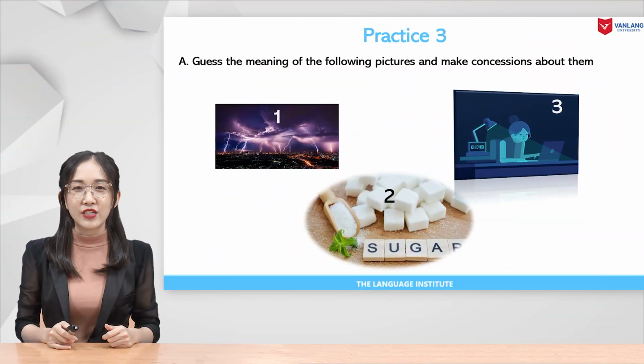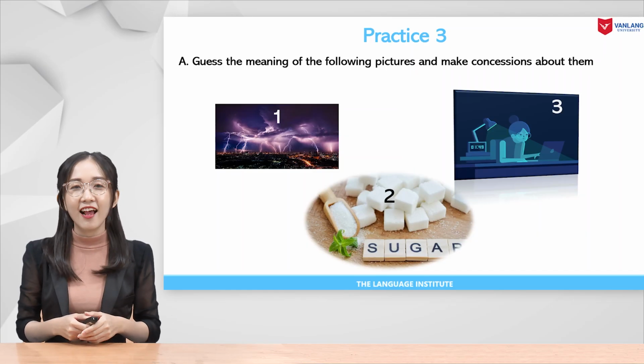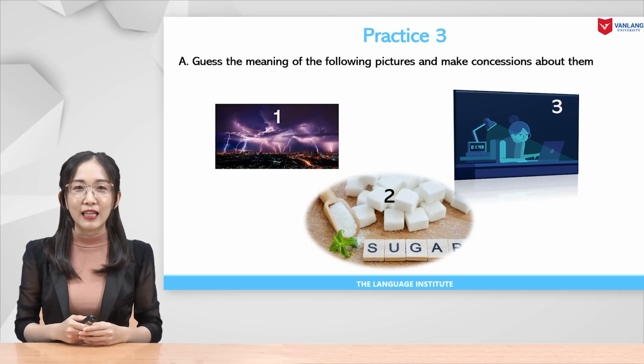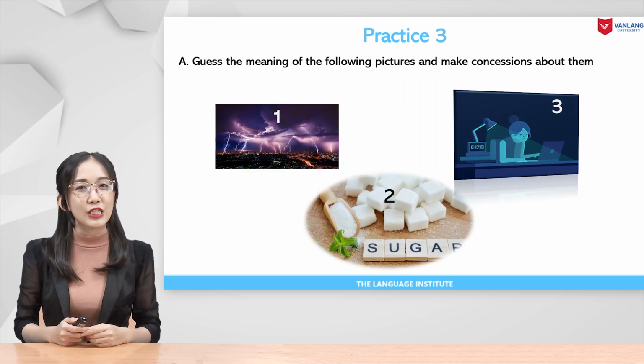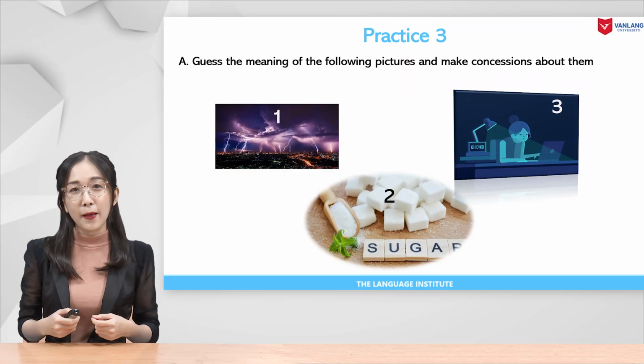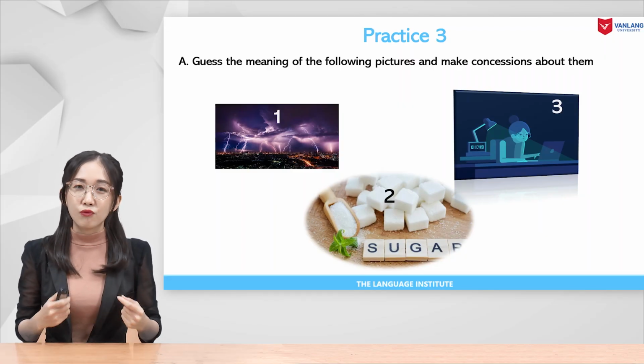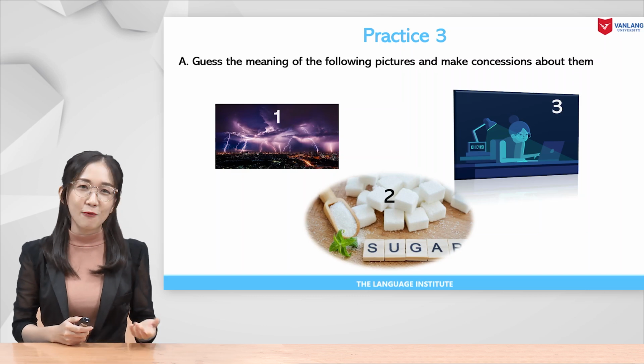Alright, you've done a very nice job. Now let's move on to the last practice. So in this practice, we can wrap up and apply all the knowledge that we learned today. I'd like you to guess the meaning of the following pictures and make concessions about them. You can pause the video for around 4 to 5 minutes to think of the answer, and don't forget to write down your answers so that you can check with me later.